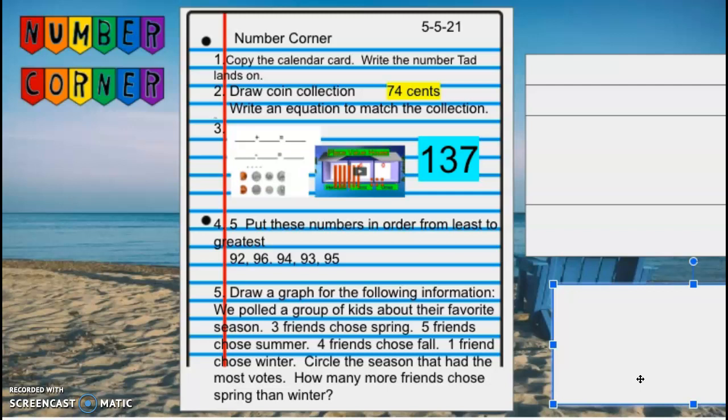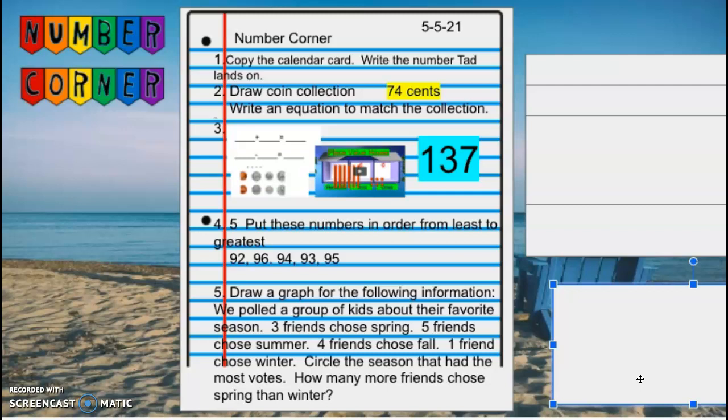Again, first you need to make the graph with that information. We polled a group of kids about their favorite season. 3 friends chose spring, 5 friends chose summer, 4 friends chose fall, and 1 friend chose winter. Check your graph. Do you have labels? And do you have a title?